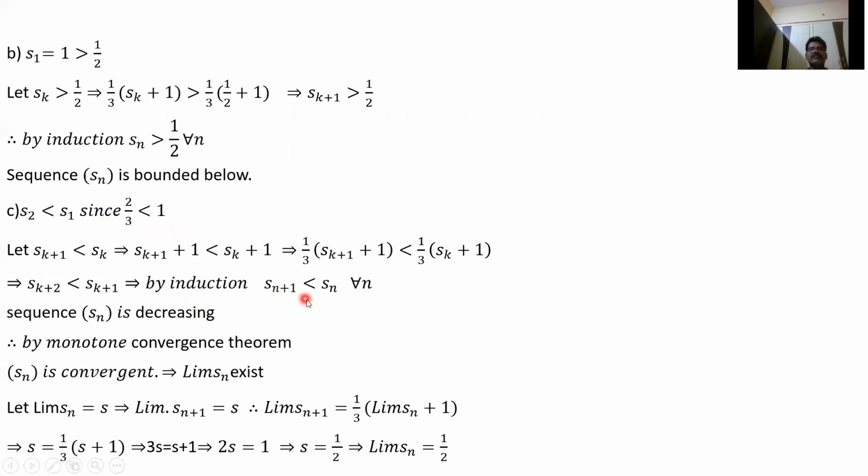Let it be true for n is equal to k. So that means S(k+1) less than S(k). This implies, adding 1, we'll get S(k+1) plus 1 less than S(k) plus 1. And 1 by 3 of S(k+1) plus 1 less than 1 by 3 of S(k) plus 1.